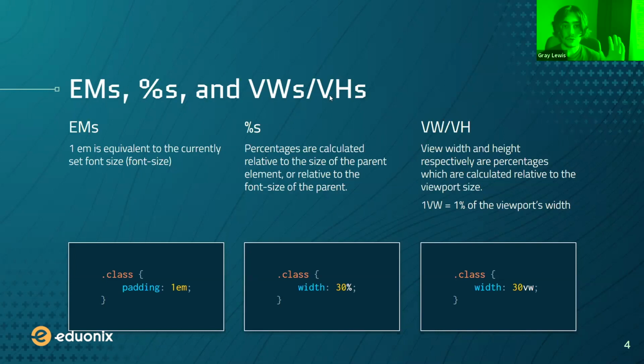So remember these three units that we can use when we're styling HTML elements with CSS. You need to remember EM, percents, and view widths and view heights. Those are the three most useful units, in my opinion.